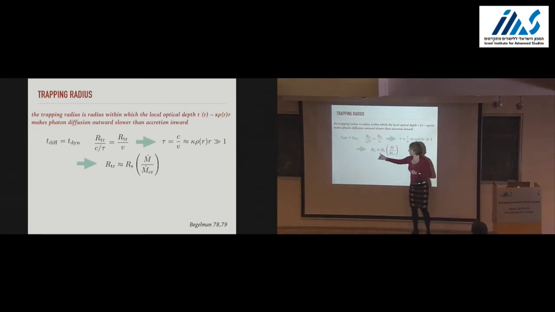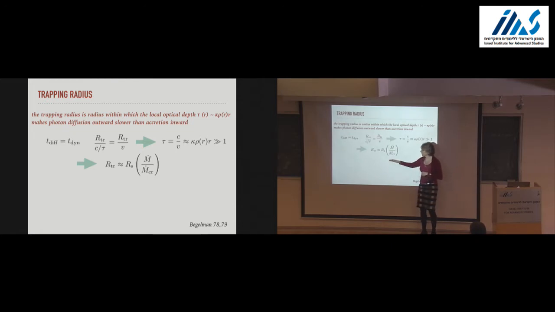So within this radius, radiation diffuses slower than the mass is accreting. Okay. Outside this radius, photons can diffuse outward faster than the mass can be accreted. Okay.